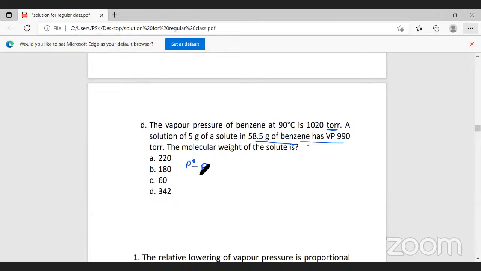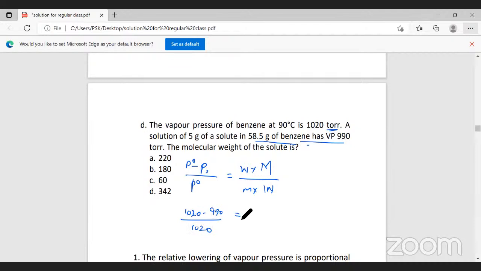The vapor pressure of the pure solvent minus the vapor pressure of the solution, divided by the vapor pressure of the pure solvent, is called the relative lowering of vapor pressure. This will be equal to W into capital M divided by small m into capital W. So the vapor pressure of the pure solvent is 1020 and of the solution is 990, divided by 1020.